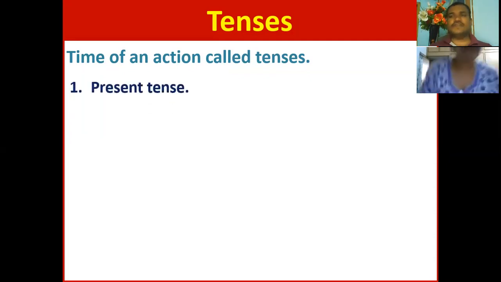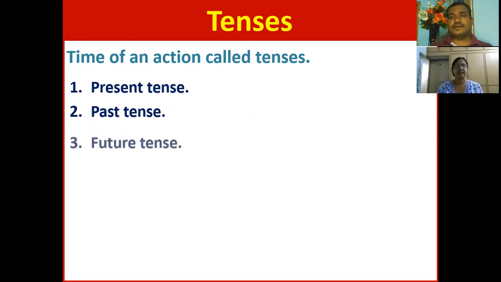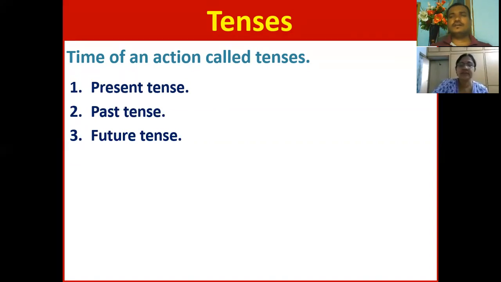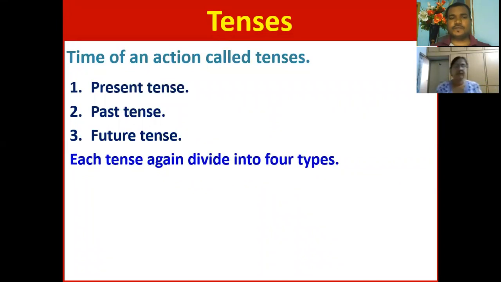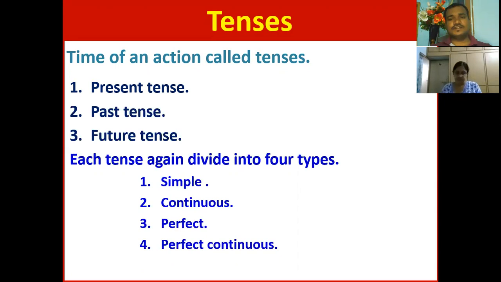So generally, as we all know, there are three tenses: present tense, past tense, and future tense. Now, each tense is again divided into 4 types. So altogether we have 12 tenses. These are the 4 subdivisions of tenses.